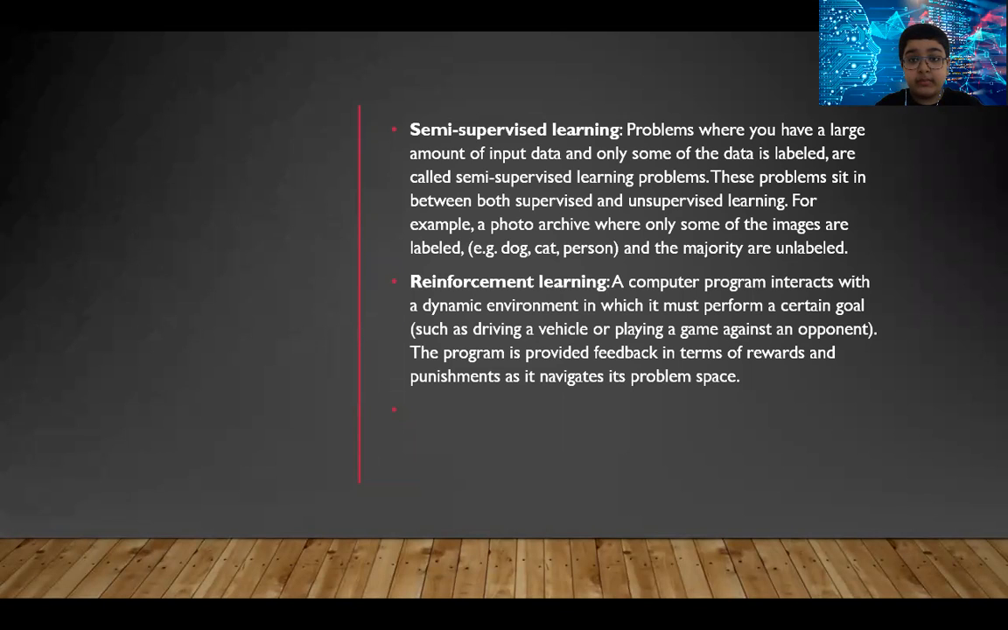Semi-supervised learning. Problems where you have a large amount of input data and only some of the data is labeled are called semi-supervised learning problems. These problems sit in between both supervised and unsupervised learning. For example, a photo archive where only some of the images are labeled, for example cat, dog, cat, person, and the majority are unlabeled.